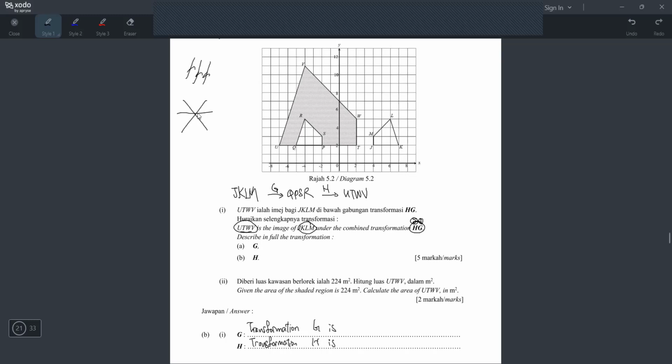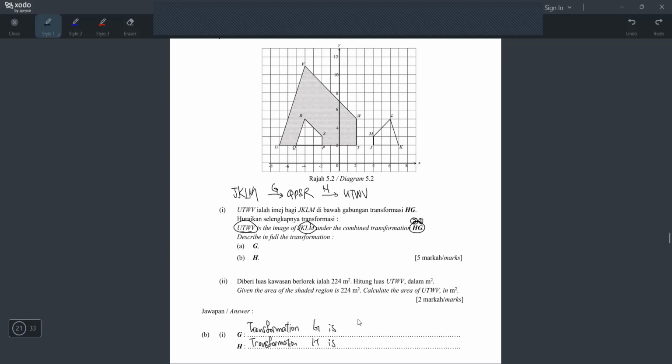But if all lines intersect at one point, it's rotate 180. But if it's not like this, ada intersect tapi bukan semua line yang intersect sama point, then it's rotation 90 degree. Okay. But this one I erase. Okay, so now let's go back here.